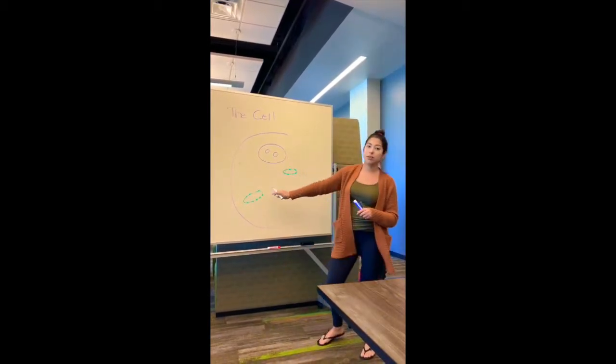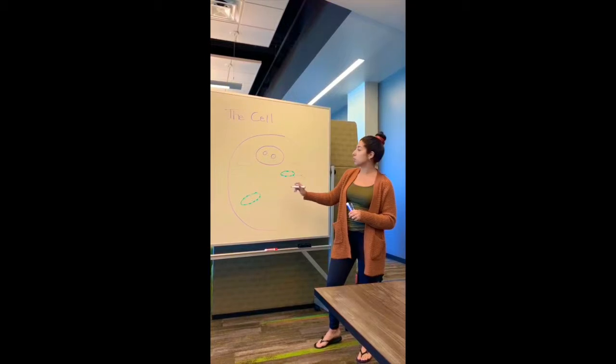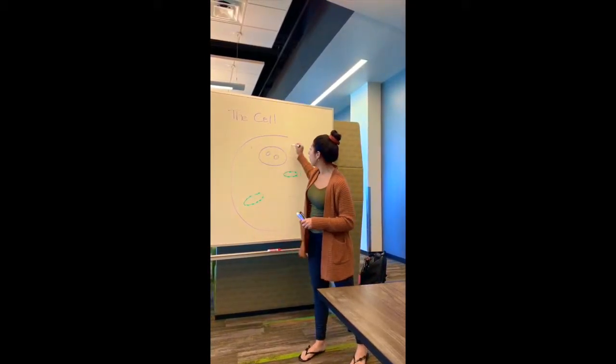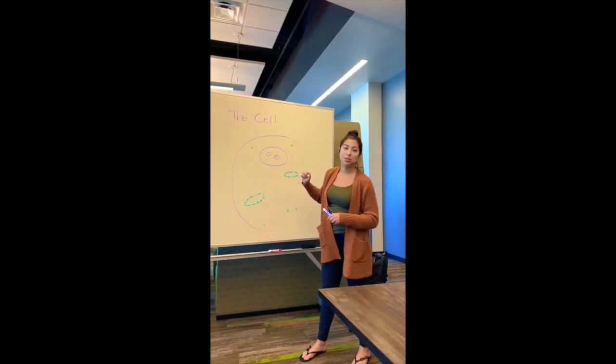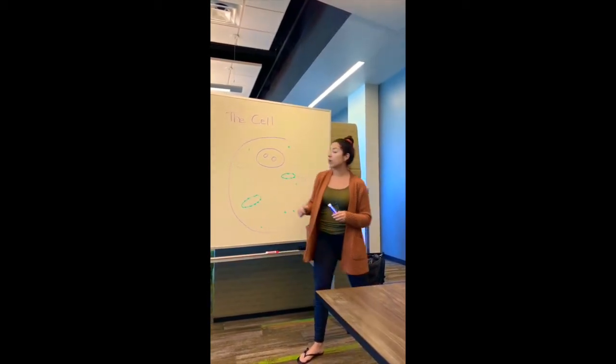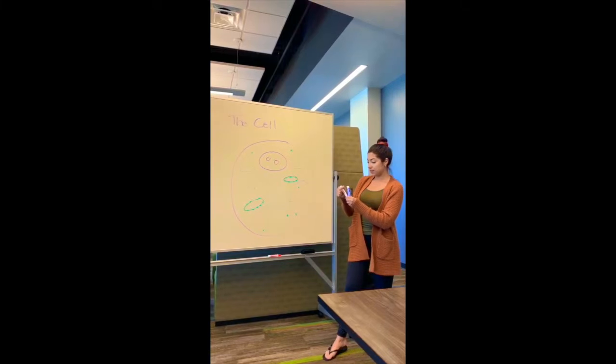Okay, so here's the rough ER, and it's rough because it has the ribosomes on it. Then you also have ribosomes around the cell. Obviously, I'm not the best drawer, as you can see through this. And the rough ER makes the proteins.